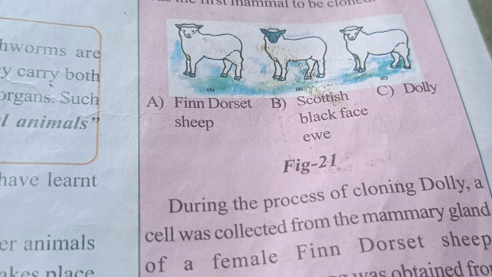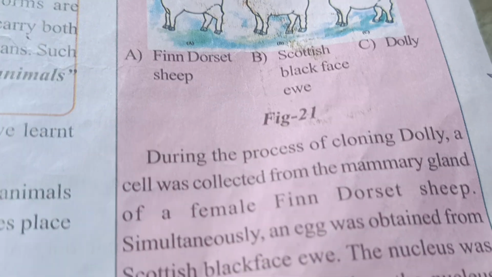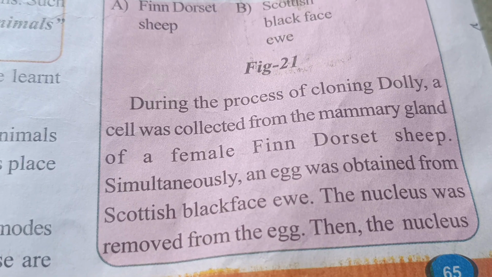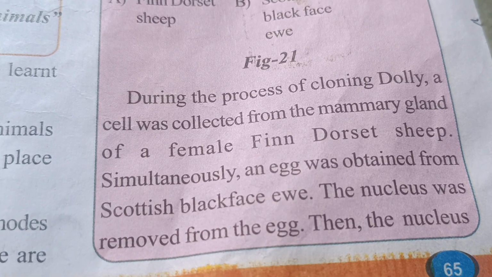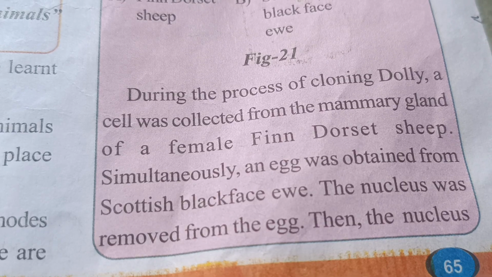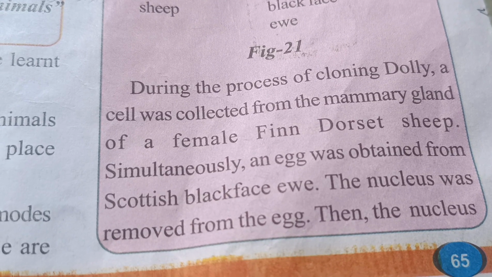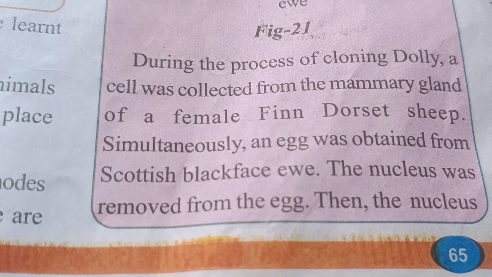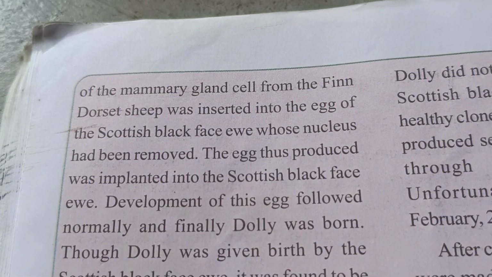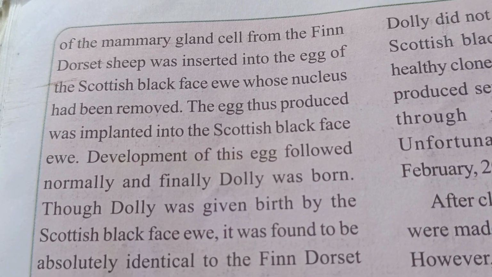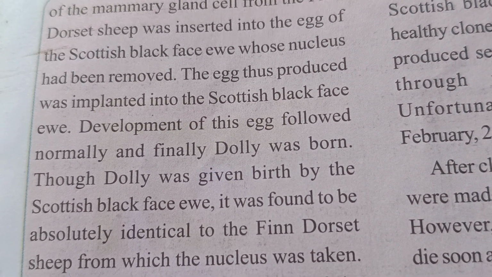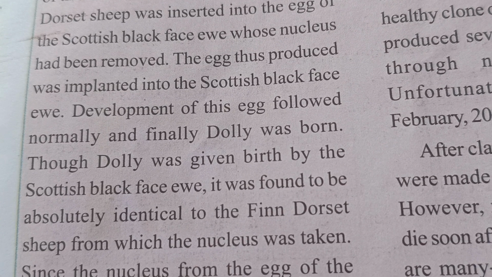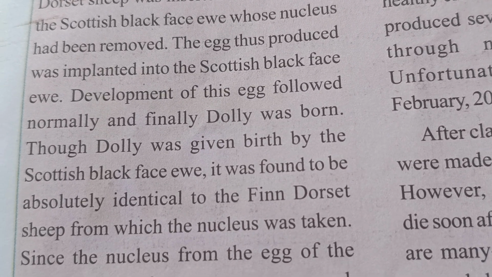Finn Dorset sheep, first one. Next, Scottish blackface ewe, Dolly. During the process of cloning Dolly, a cell was collected from the mammary gland of a female Finn Dorset sheep. Simultaneously, an egg was obtained from the Scottish blackface ewe. The nucleus was removed from the egg. Then the nucleus of the mammary gland cell from the Finn Dorset sheep was inserted into the egg of the Scottish blackface ewe whose nucleus had been removed. The egg thus produced was implanted into the Scottish blackface ewe.